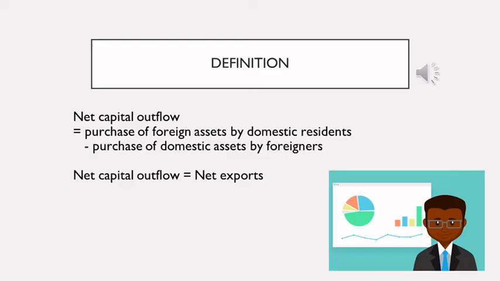First of all, net capital outflow is equal to the purchase of foreign assets by domestic residents minus the purchase of domestic assets by foreigners, and the amount of net capital outflow must equal net exports. When the amount of net capital outflow increases, the amount of net exports also increases. But when the net capital outflow decreases, net exports will also decrease.